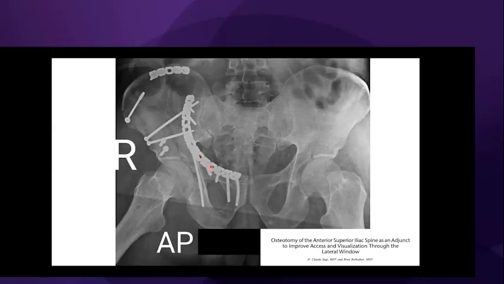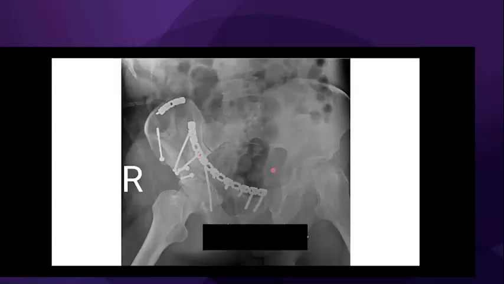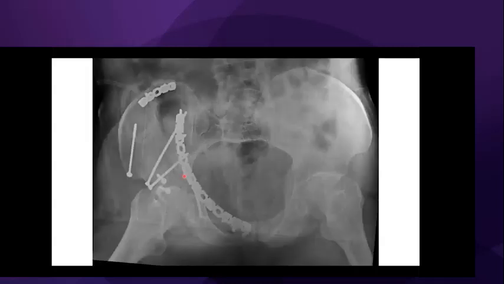There are two buttress screws here. They will be evident on this view. These three screws are in the pubic body. These are the two buttress screws reducing the quadrilateral surface, and these are two screws for the posterior wall fragments through the same approach. No posterior approaches were done.